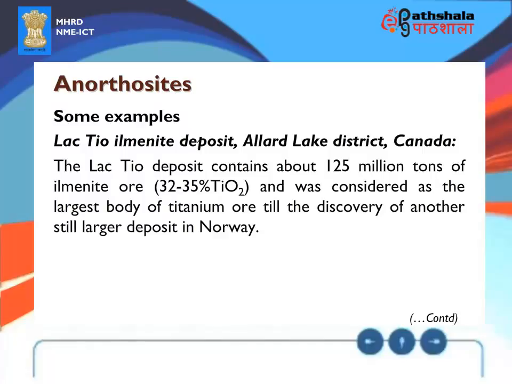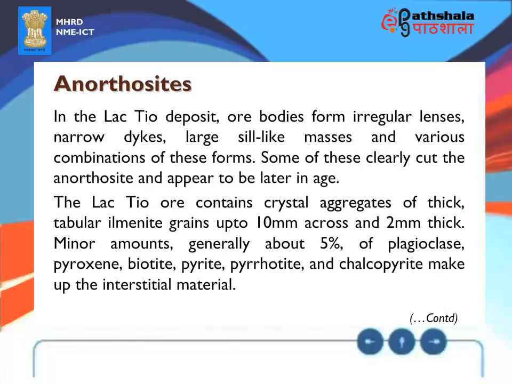The Lac Tio deposit contains about 125 million tons of ilmenite ore, 30-35% titanium oxide, and was considered the largest body of titanium ore until the discovery of another, still larger deposit in Norway. In the Lac Tio deposit, ore bodies form irregular lenses, narrow dikes, large sill-like masses, and various combinations of these forms. Some of these clearly cut the anorthosite and appear to be later in age.